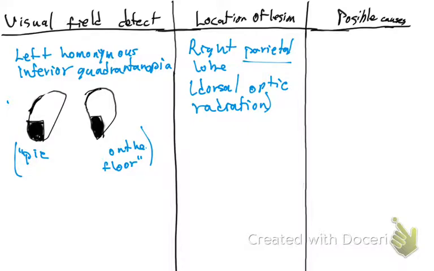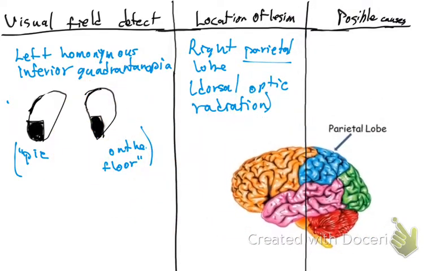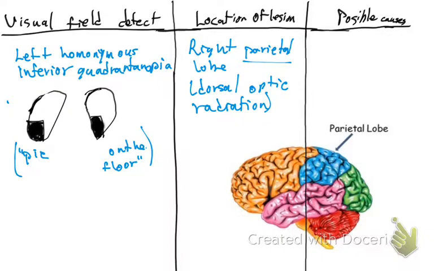Probably it should be a good idea. Let's just watch a picture of the parietal lobe. Okay, so there we go. This is a parietal lobe here. This is your parietal lobe right there. You got it? A lesion over there can cause this left homonymous inferior quadrantanopia, which is pie on the floor. Okay, so pie on the floor.